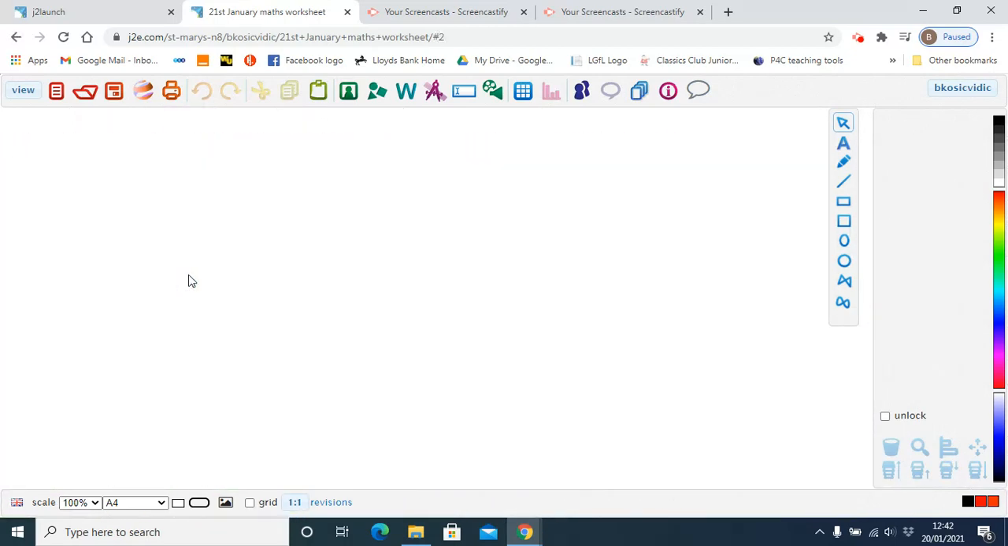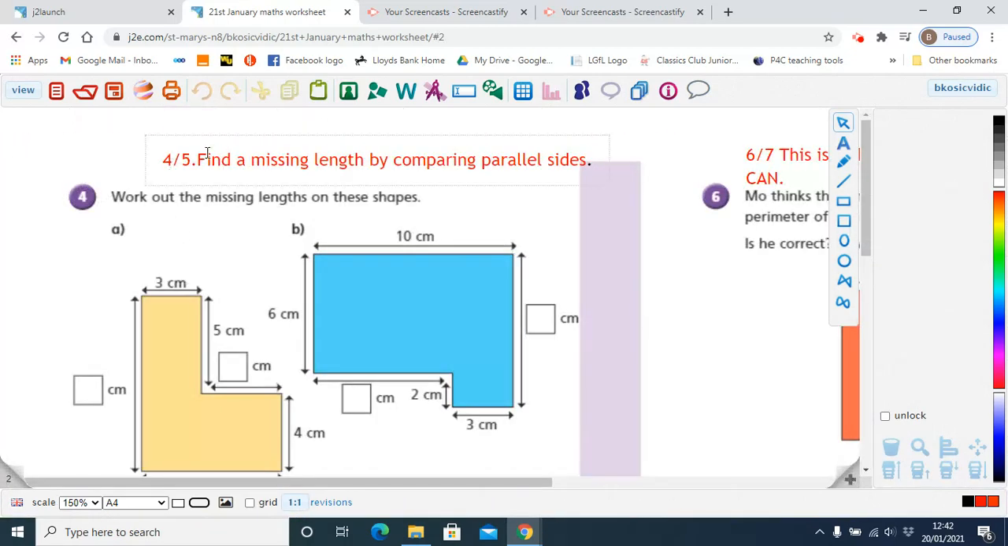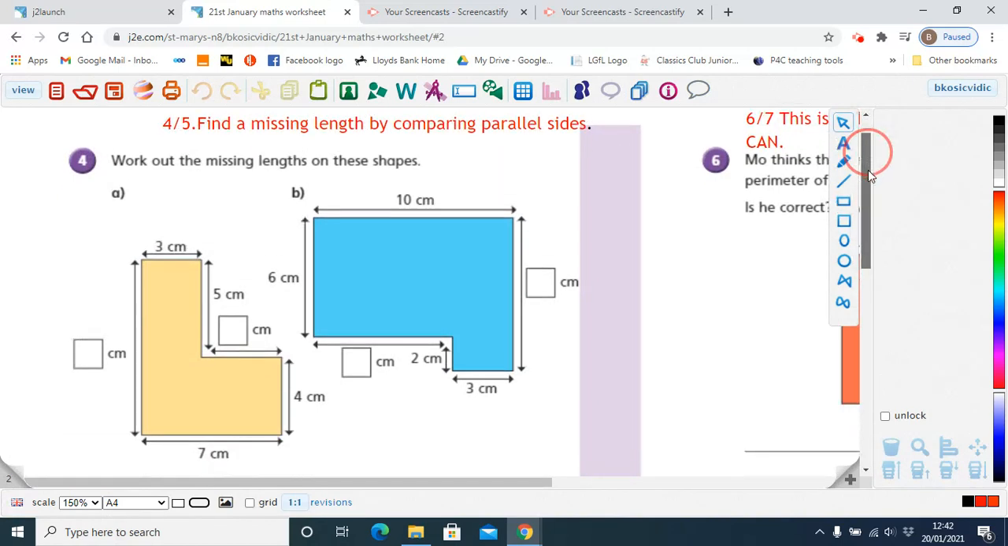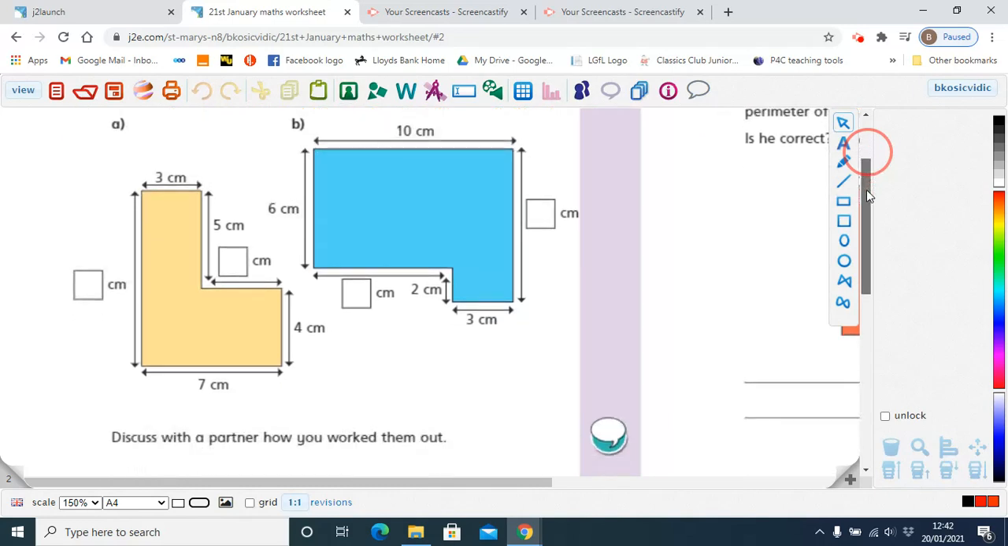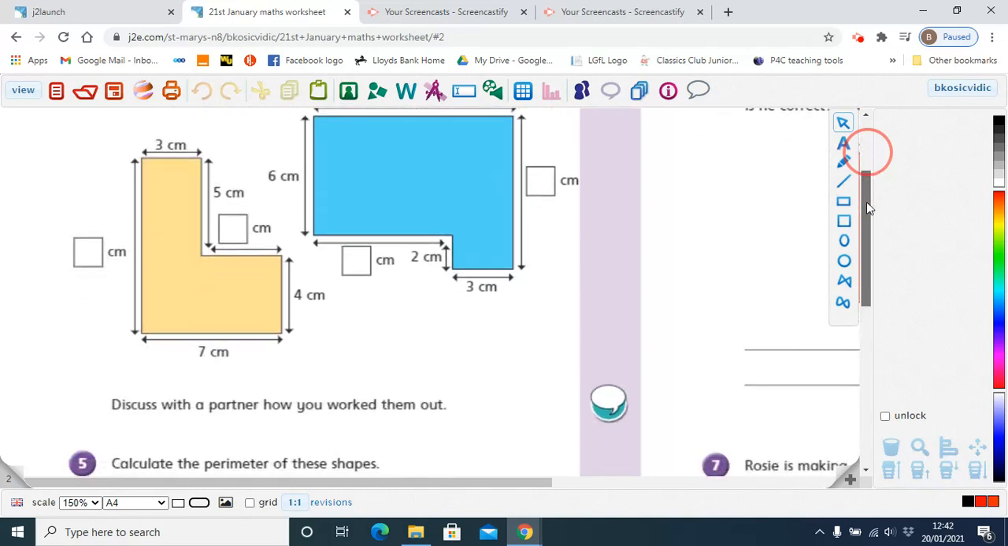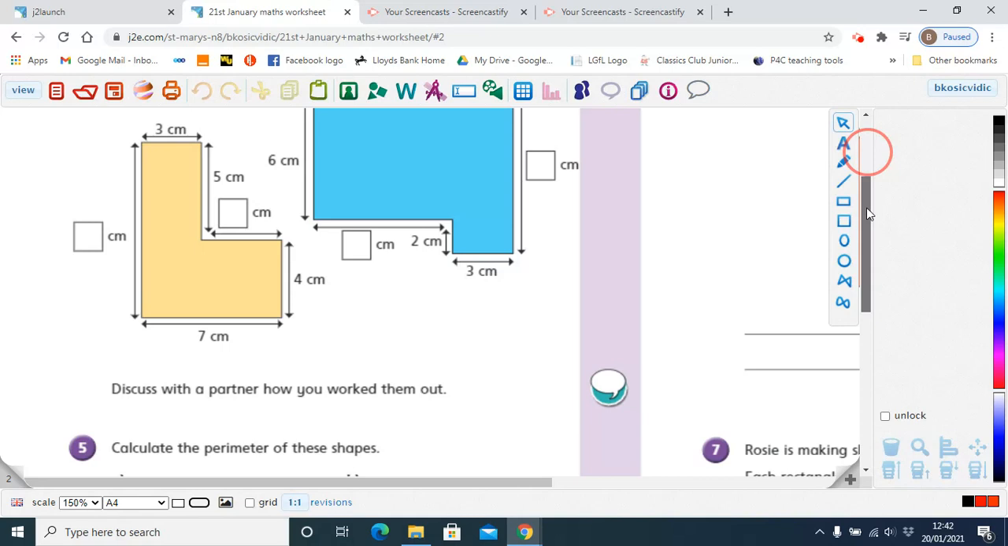In questions 4 and 5, you need to find the missing length by comparing parallel sides. Hopefully, if you followed our video yesterday, you will be able to do this, and I'm going to guide you through 2 of the questions, just to remind you about what you should do. If you look at this shape over here, you will notice that there is one length missing on this side. So at the moment, this length is an unknown.